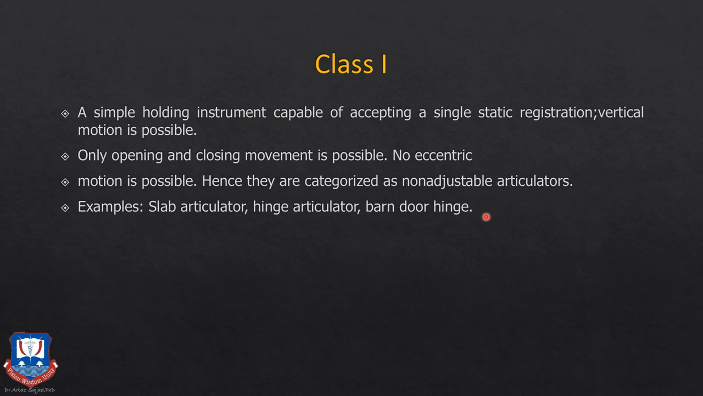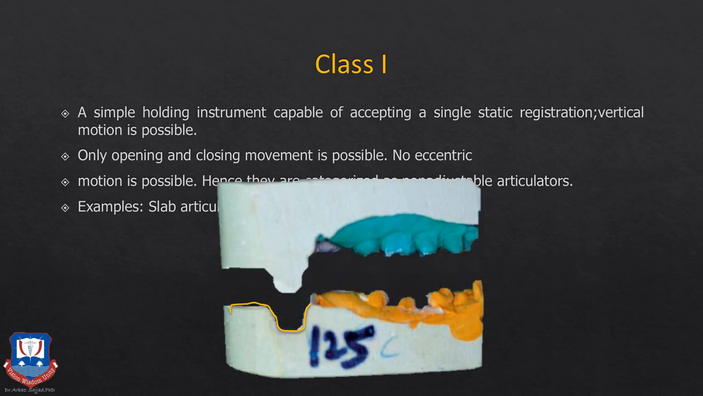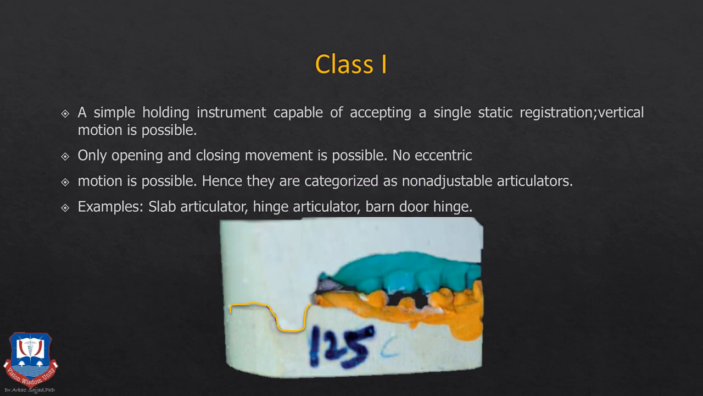One example is a slab articulator. This is a type of articulator in which the base of the upper and lower models is made with plaster, and the plaster is extended in such a way as to make a key and keyway between the upper and lower casts. In this way they just move vertically, that is, the upper and lower members can be separated like a jigsaw puzzle in a vertical direction only.